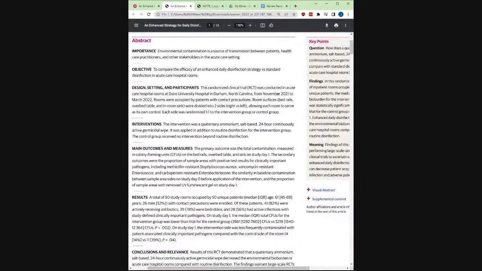So what is the intervention? The intervention was a special wipe, an ammonium salt-based 24-hour continuously active germicidal wipe, applied in addition to routine disinfection. So they did clean regularly, but added this extra 24-hour wipe. And the control group received no intervention beyond routine disinfection. Okay, so that's reasonable.